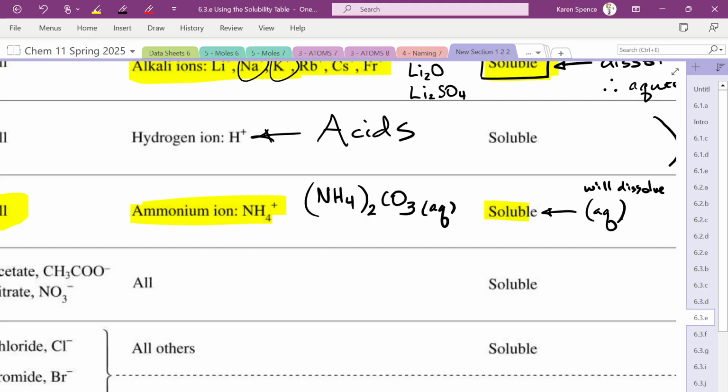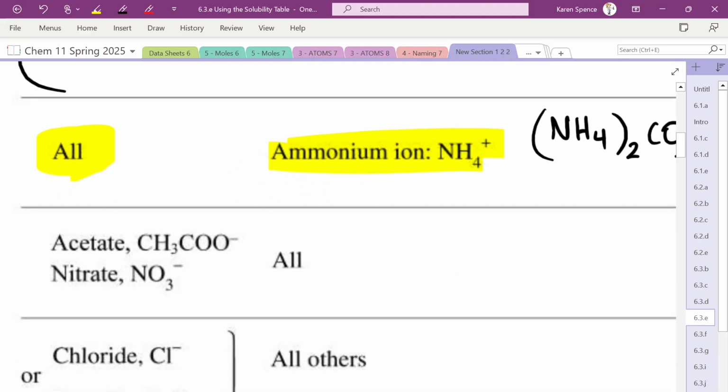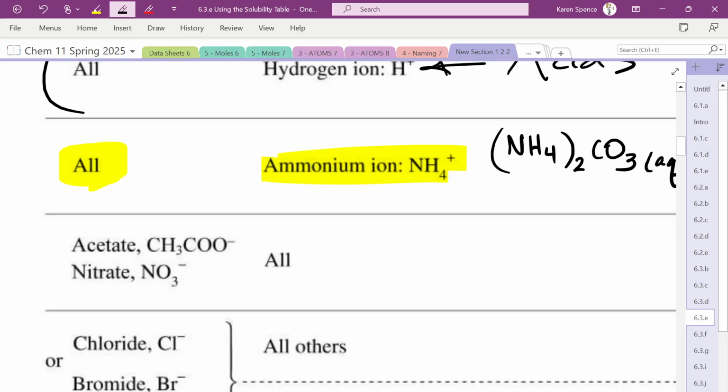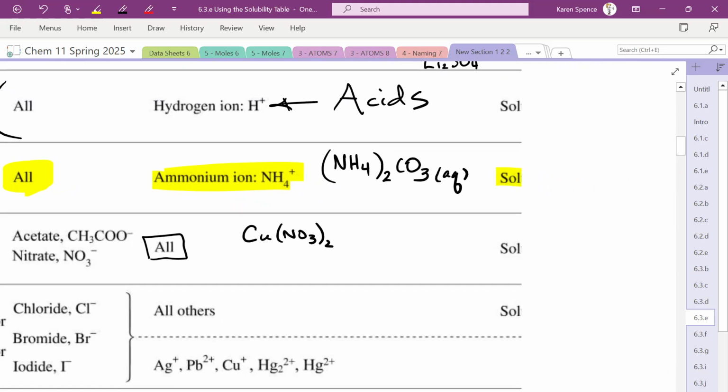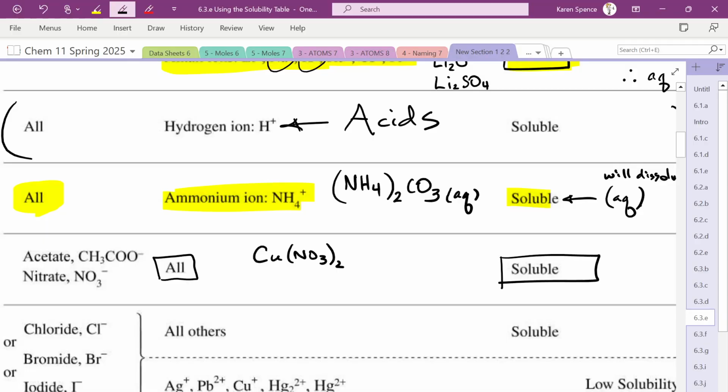Acetate and nitrate. So now we've been looking at positive ions so far. Now we are looking at negative ions. So we have both acetate and nitrate, and they are soluble with any ion you want to pick. Somebody pick a metal for me, please. Copper. So if we have copper and we have nitrate, it will be what state? Because all of them are soluble, it will be aqueous, okay?